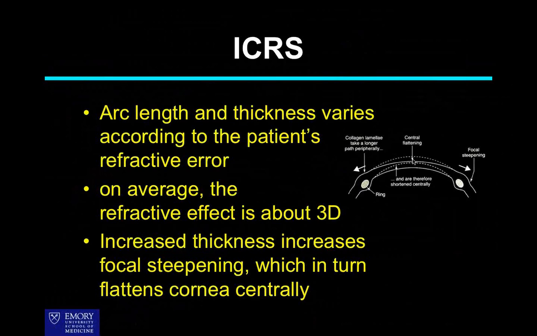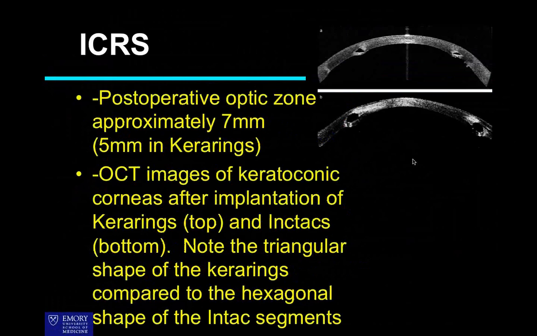On average, there's about 3 diopters of shift, which is not a lot for keratoconic patients, whose Ks go from normal-ish, 43 diopters, to well into the 50s and higher. 3 diopters of effect may not be adequate. Increased thickness increases the focal steepening, which in turn flattens the cornea centrally. And again, you can see the difference in a couple of different types of rings here from these OCT images.